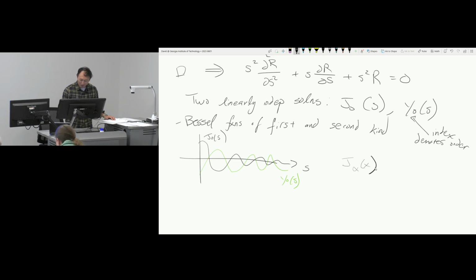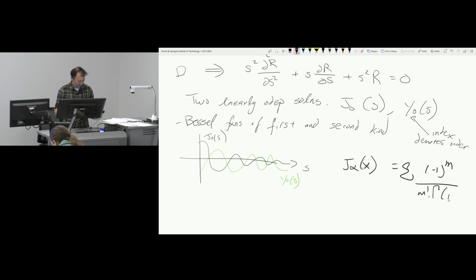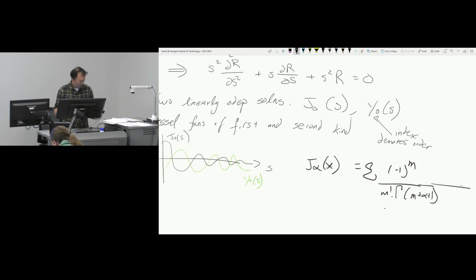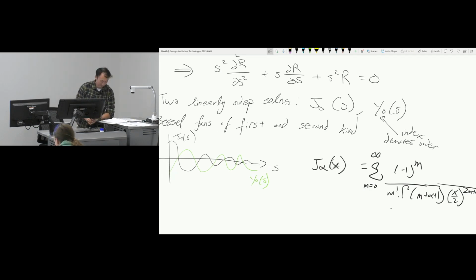Okay, in case you're wondering why we don't just write it out, I'll tell you what J alpha looks like. The mathematicians have told us it looks like the infinite sum for m equals 0 to infinity of (-1) to the m over m factorial times the gamma function of m plus alpha plus 1, times x over 2 to the m plus alpha. So that's why we're just going to call it J naught. This tells you how they tabulated it.